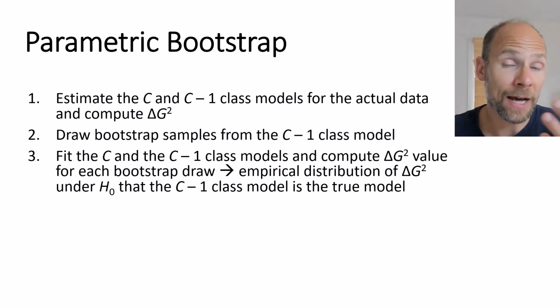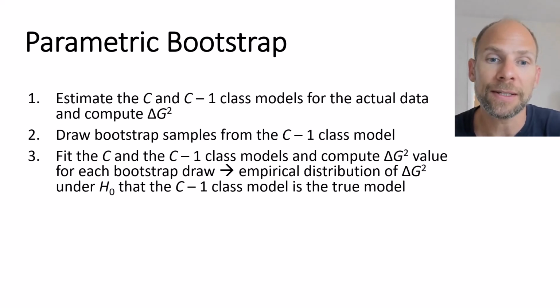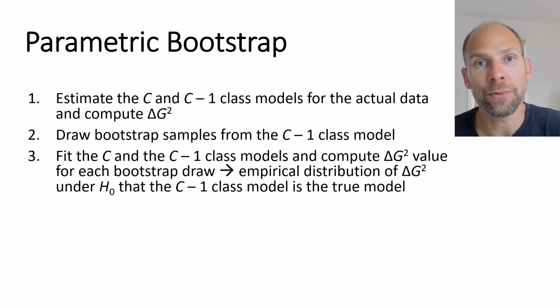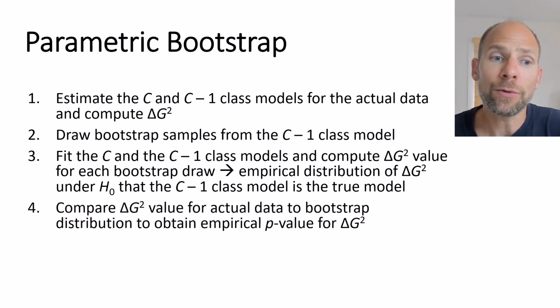So 1,000 times we have a difference then. And that yields an empirical distribution of chi-square difference values under the null hypothesis that the model with one fewer class is the true model. So for example, the 2-class model. So we're basically generating a null hypothesis empirical chi-square difference score distribution that we can then use to compute an empirical p-value for our delta G squared from step 1. So that's what we're doing in step 4.